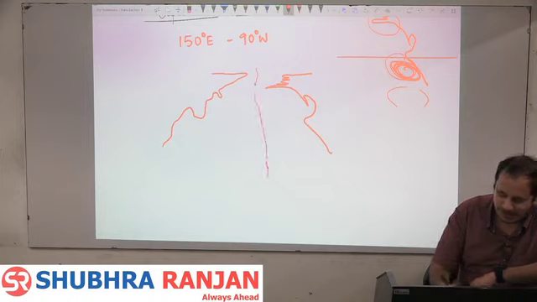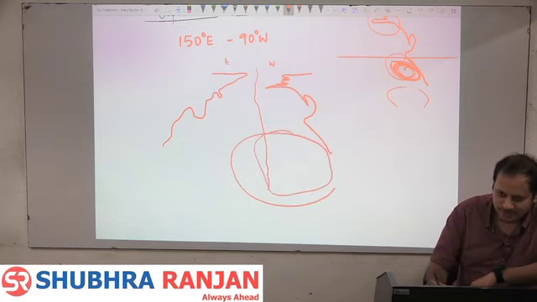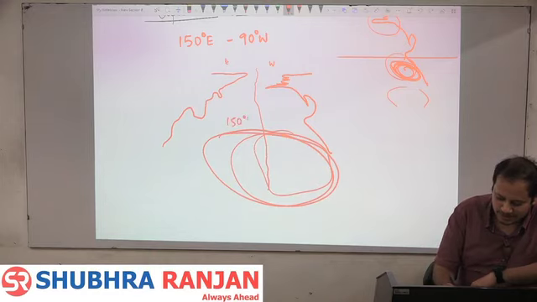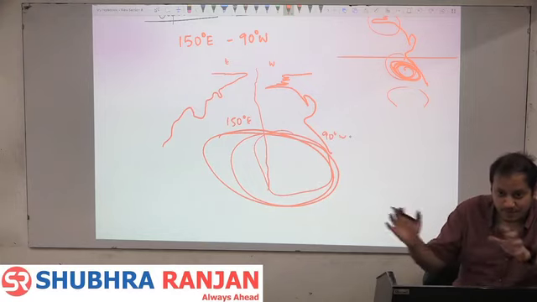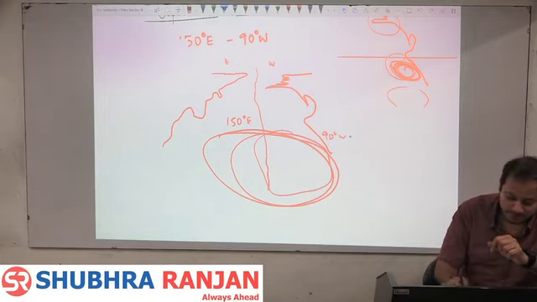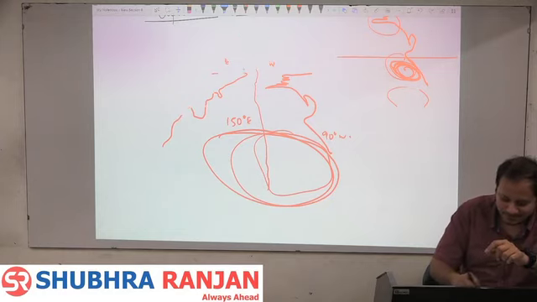180°. This is east. This is west. So it is happening in this region. Fine. So 150° east to 90° west. ये पूरा वाइड रीजन. तो इसलिए यहाँ गलती नहीं है.